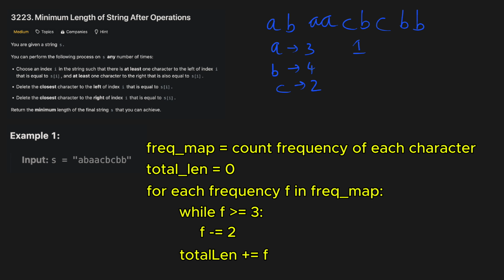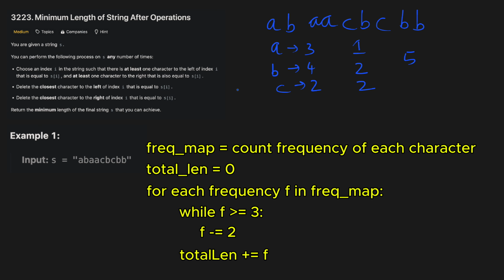And then for B we have 4 characters, again greater than 3. So we will reduce it by 2. And now the remaining frequency becomes 2. And finally the frequency for C is 2, which is already less than 3. So we cannot do any further reduction. So the total number of characters remaining for A, B and C are 1, 2, 2, which adds up to 5. So the length of the minimum string we can form performing these operations is 5.